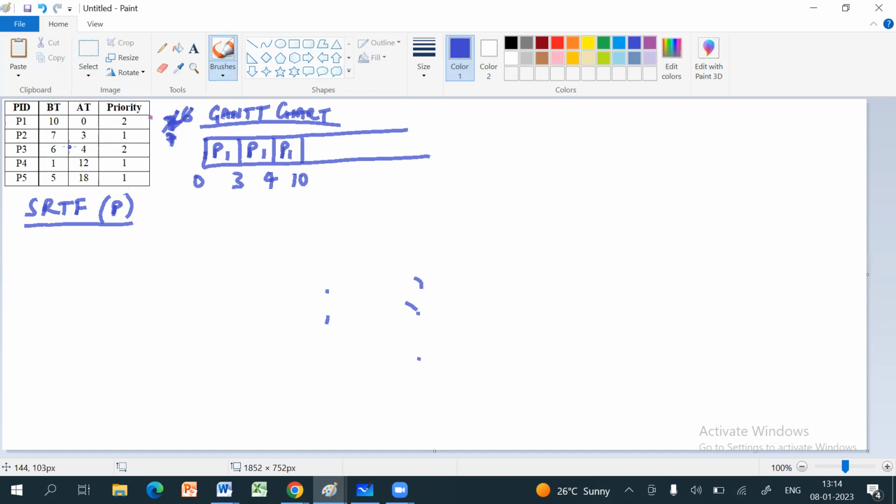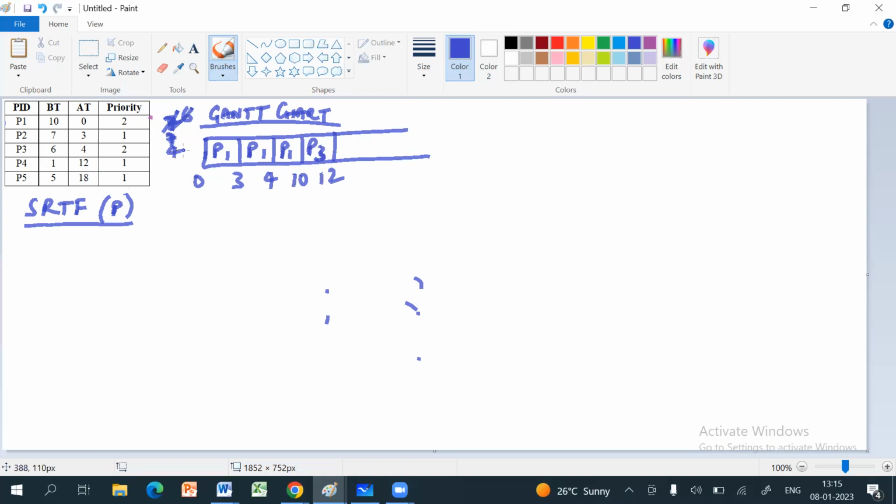But before pushing them, obviously I'll have to check which one has the shortest remaining time. So P3 has the shortest remaining time in comparison to P2. So obviously P3 will be scheduled first, and it will temporarily halt at time 12 because P4 has arrived. P3 has completed 2 units of time, so the remaining time is 4 here.